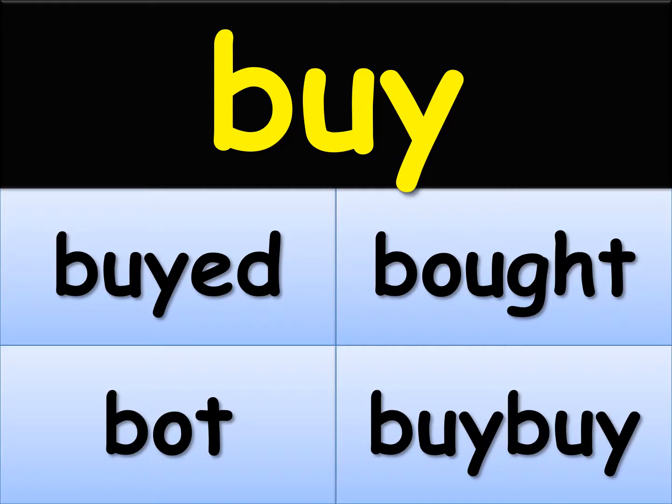Number 5, what is the past tense form of the verb buy? Like when you go shopping, you buy something. One of those 4 words down below is the answer. So write which one you think is the past tense form of the verb buy. 3, 2, 1, time's up.